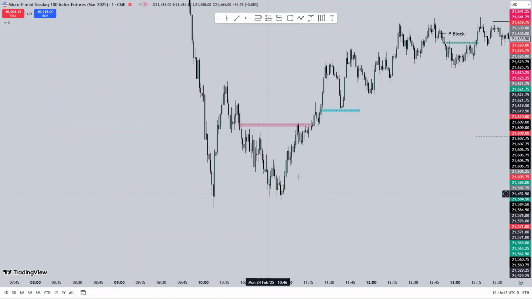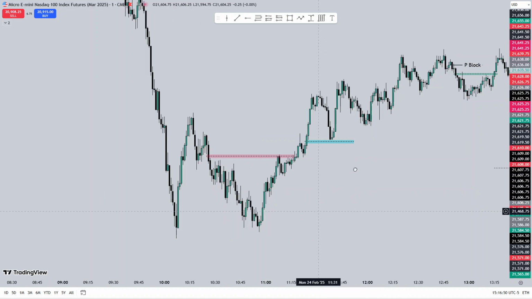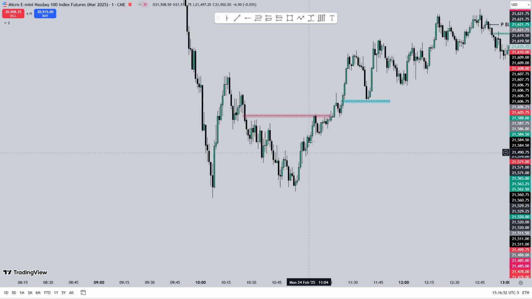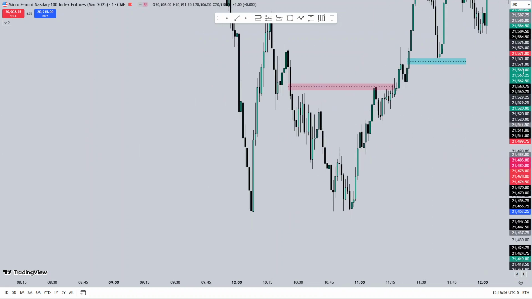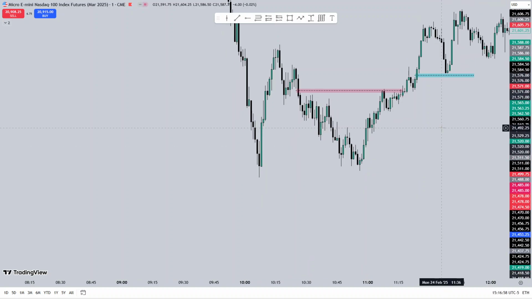Then over here I also didn't trade. Oh, I took an entry over here. Okay, I took a buy entry over here. Why I took this buy entry, let me explain.